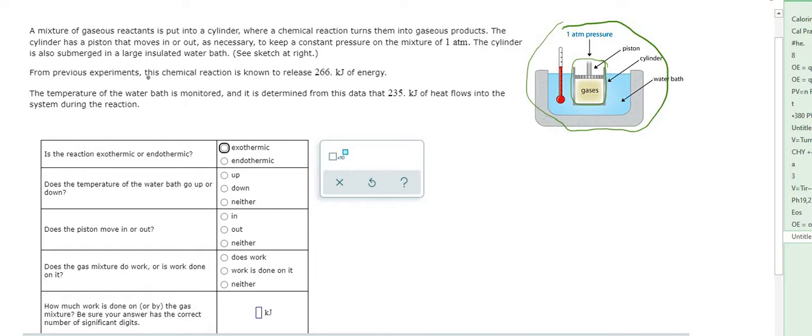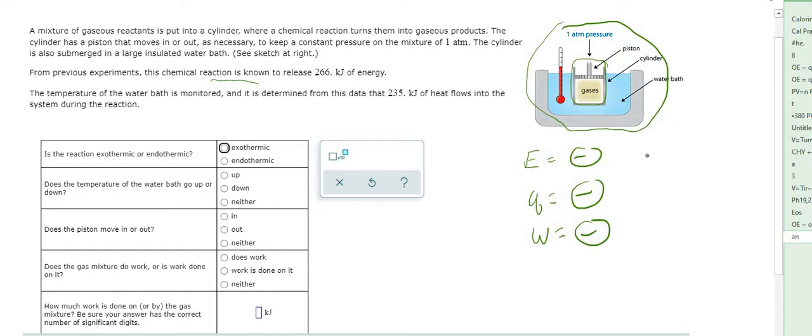Okay, so it says from previous experiments, this chemical reaction is known to release 266 kilojoules of energy. So we have to go back to those definitions that we should have in our mind. And that is this, that if a system releases energy, then the sign is going to be negative. If the system releases heat, then the sign is going to be negative. And finally, if the system does work, then the sign is going to be negative for work. And the opposite is true.